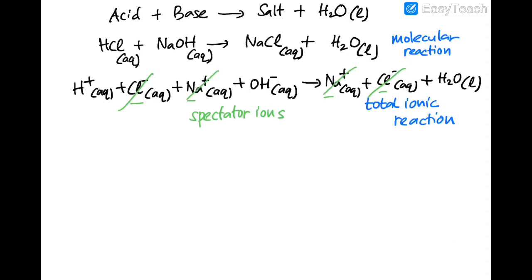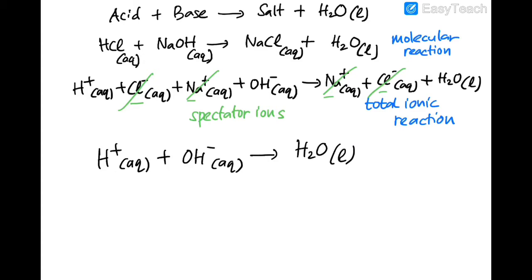And therefore, you will get another reaction, which is H plus and OH minus becoming H2O liquid. When you have removed these spectator ions, you will get a net ionic reaction. So you can have three types of reactions: the molecular one, the total ionic one, or the net ionic one for the acid-base reaction.